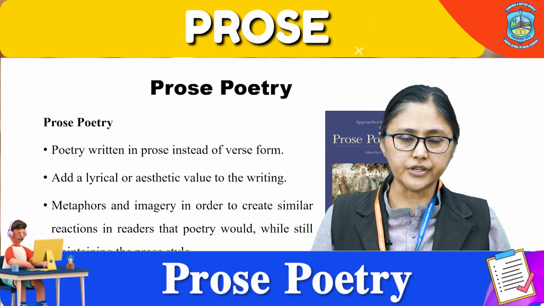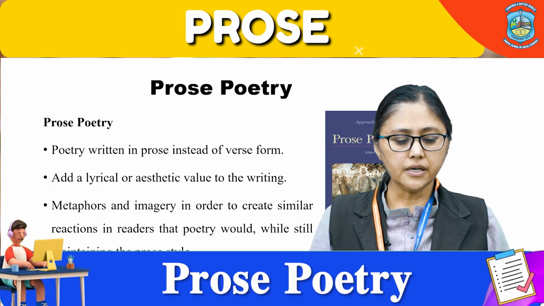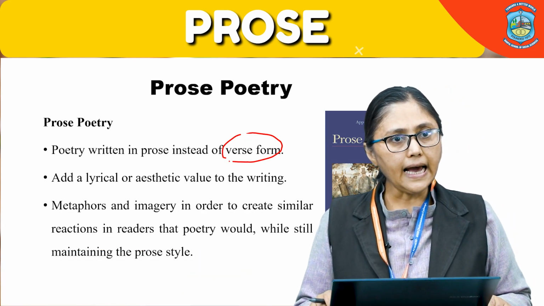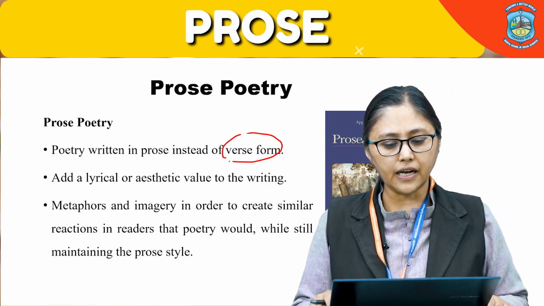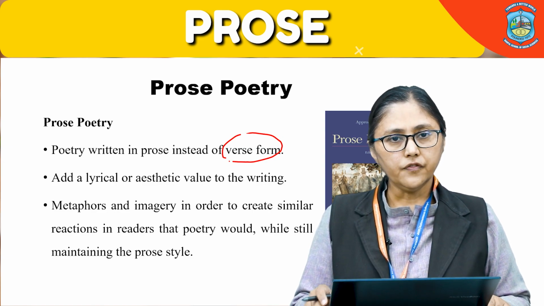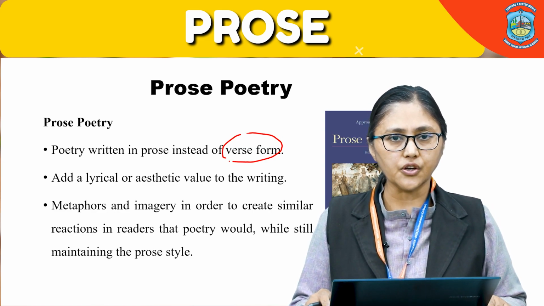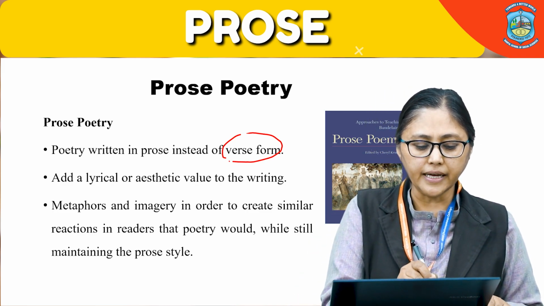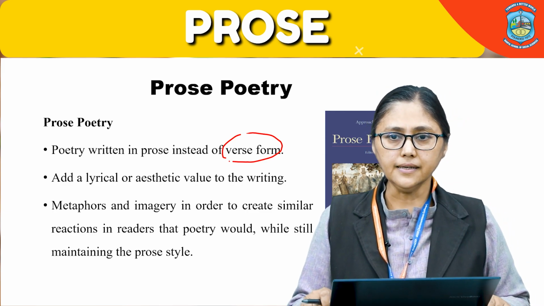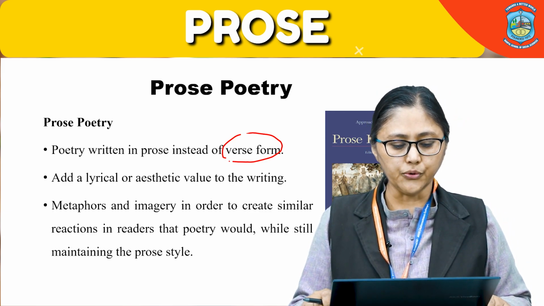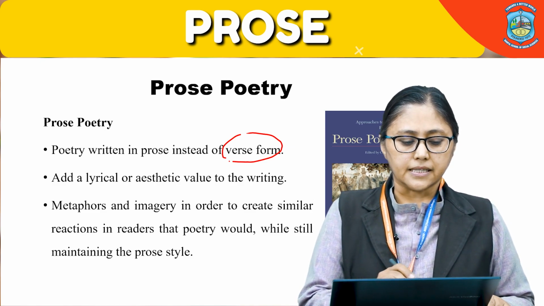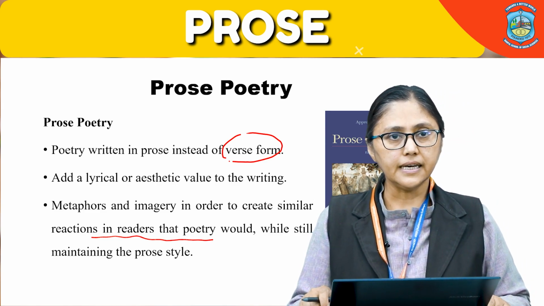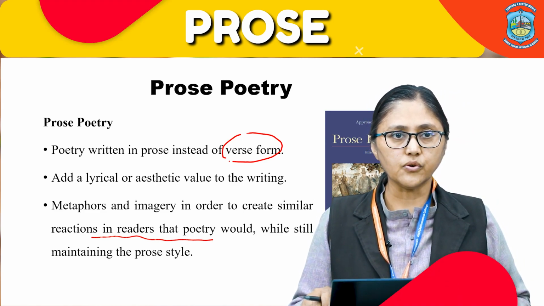Next is prose poetry. It is poetry written in prose instead of verse form, and it adds a lyrical or aesthetic value to the writing. Figurative language or expressions are used in this form of prose. We have metaphors and imagery in this form, and other literary devices are used to create a similar reaction in the reader that poetry would, but at the same time maintaining prose style.